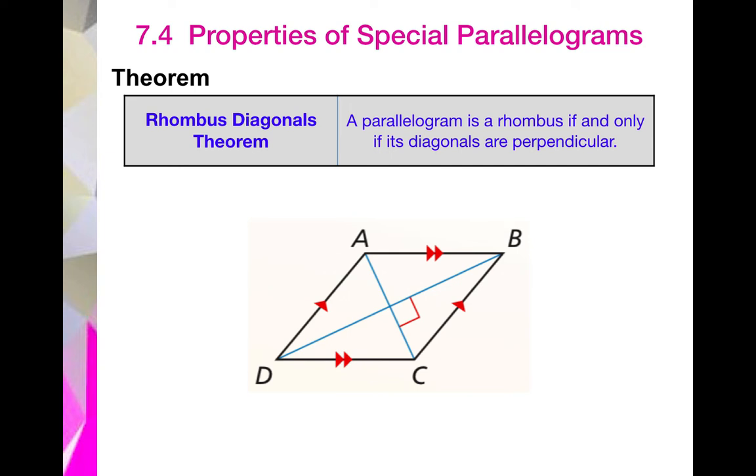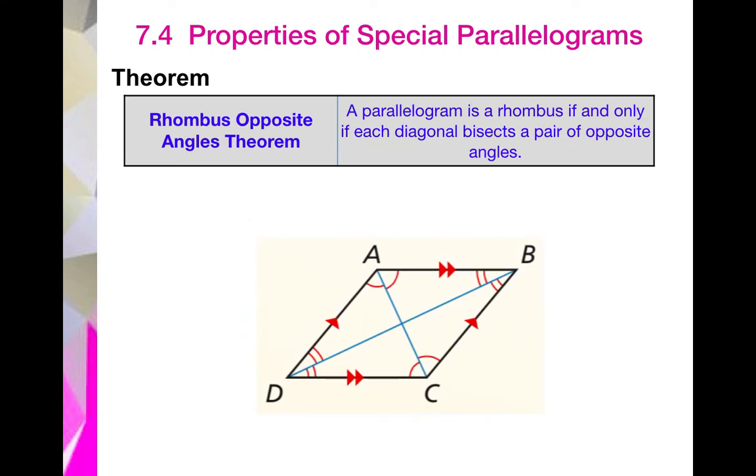The rhombus diagonals theorem is a biconditional, and we know this because we have the words "if and only if." A parallelogram is a rhombus if and only if its diagonals are perpendicular. That means we could say it this way: if a parallelogram is a rhombus, then its diagonals are perpendicular. Or we could say, if a quadrilateral's diagonals are perpendicular, then it is a rhombus. So you can do it either way.